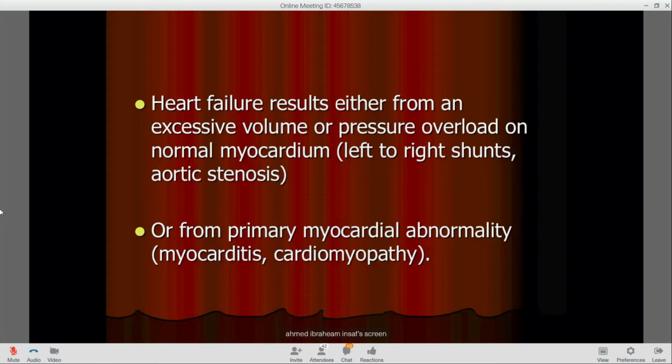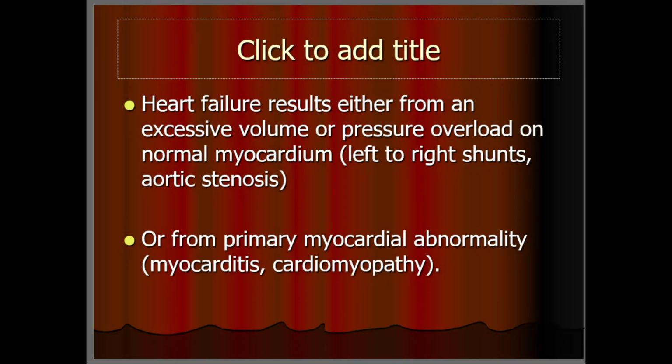So it is not only pressure overload on the heart that makes it exert itself, and the heart cannot keep up with the pumping against the pressure. The heart muscle itself can be affected, as we can see in myocarditis and cardiomyopathy. So the main pathophysiology of developing heart failure is either excessive volume, excessive pressure, or myocardial abnormalities, such as in a patient with myocarditis or cardiomyopathy.